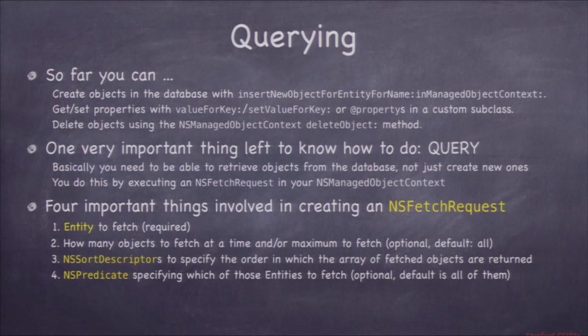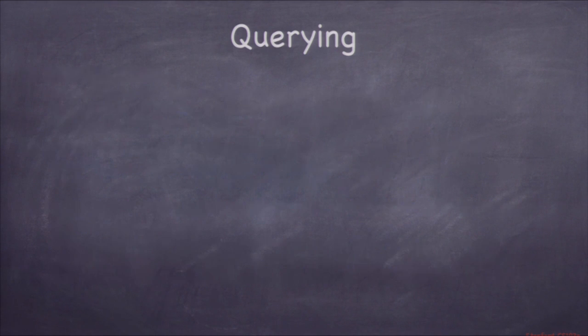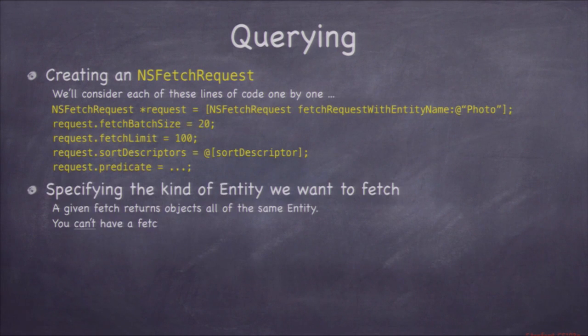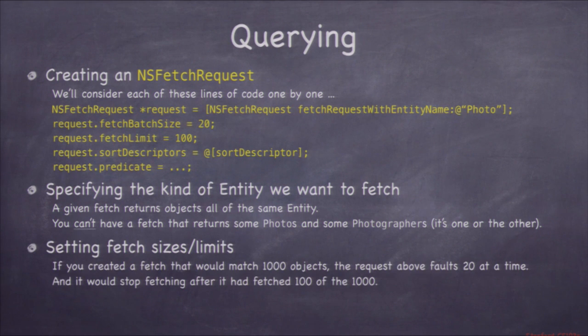Which photos? Which photographers? Okay, so let's look at these four things. Here's what a fetch request looks like. You create it with fetch request with entity name. That tells you what you're fetching out of there. And then you can set things like the batch size and the fetch limit. They're just properties on the request.